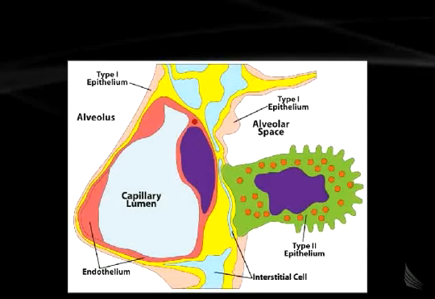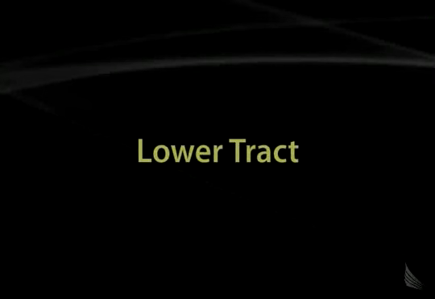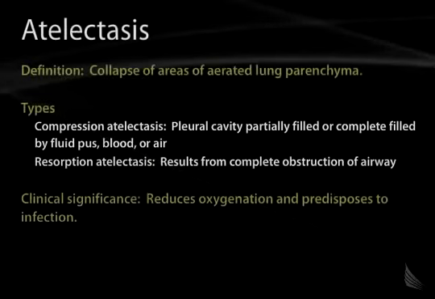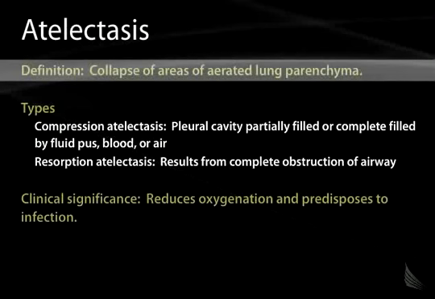This cartoon is a representation of type 1 epithelium, type 2 epithelium, the alveolar space, as well as the interstitial cells and endothelium, the lower tract. Atelectasis. What is the definition of atelectasis? It's basically the collapse of the aerated lung parenchyma.